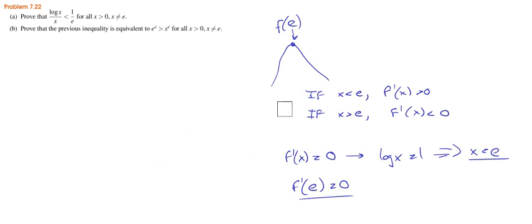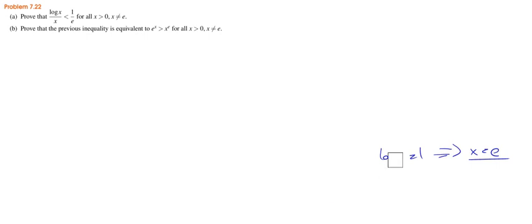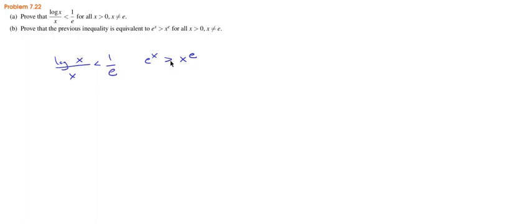Now, this inequality is the same as proving that e to the x is greater than x to the e, right? So the logarithm of x being smaller than 1 over e is equivalent to this. Okay, so let me see how we can get that. We have the logarithm of x, and this is smaller than x divided by e, right?